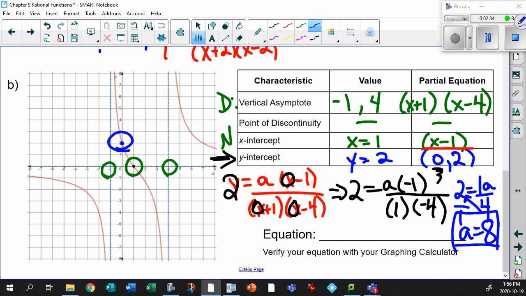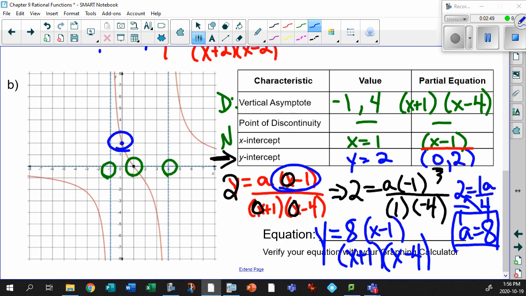Okay, so now write the equation out. Y equals, don't forget your a value is 8, times x minus 1, and I'm just reading it off from here, okay? On the bottom, you have your x plus 1, and you have your x minus 4. There's your equation. Now, we can go into our calculator and see if we actually get this.